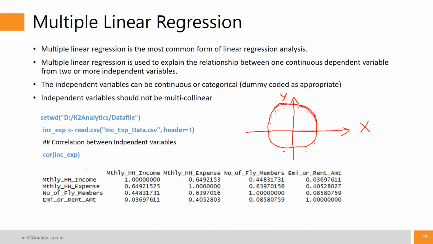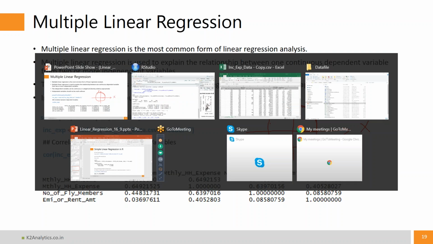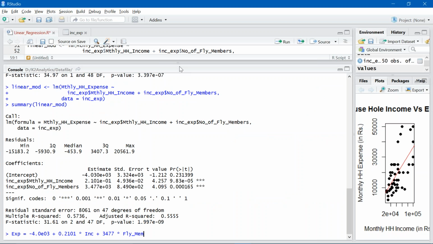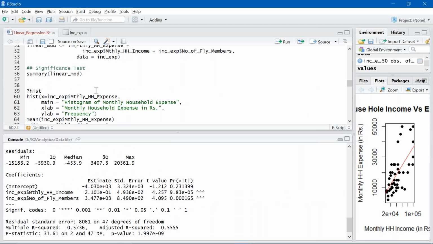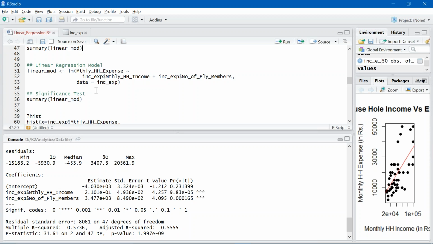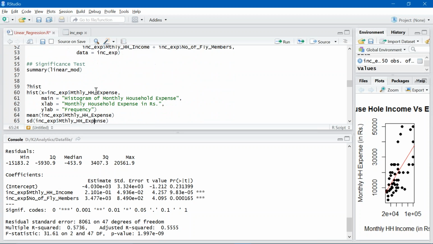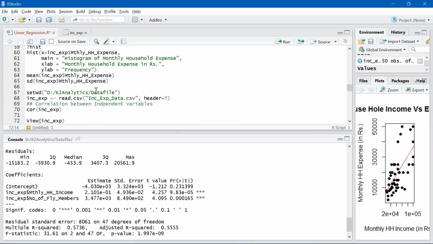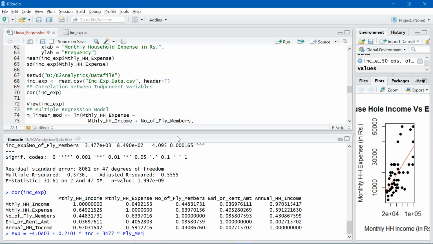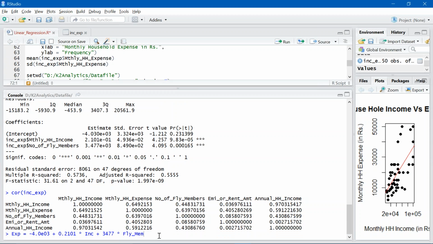So let's first see correlation between the independent variables. To get a correlation between independent variables, the step is simple. You simply have to say core and the independent variables, or all the variables that you want. So I'll do correlation between all independent and dependent variables, including expense. This is a simple output that I have got.